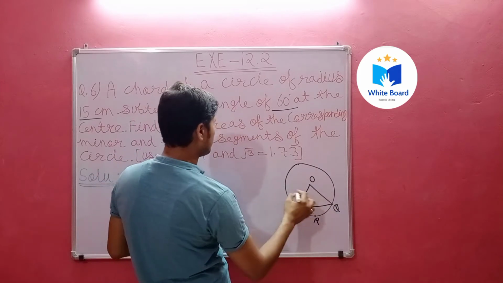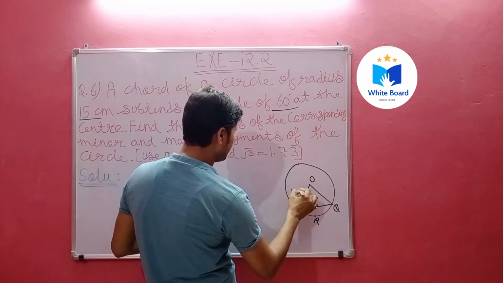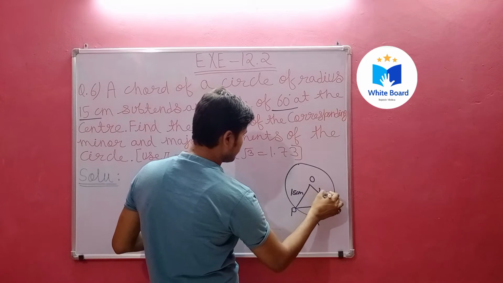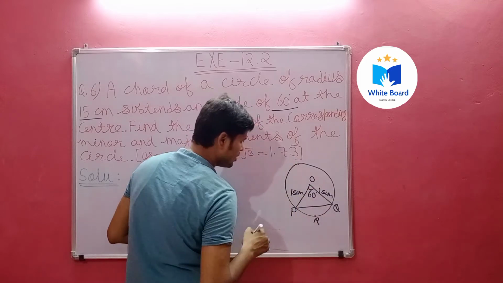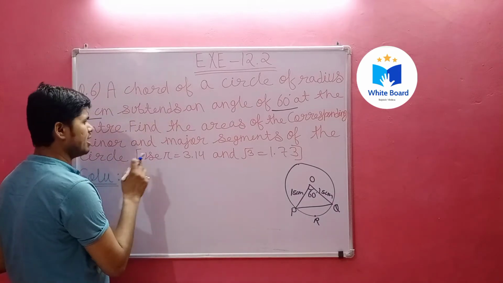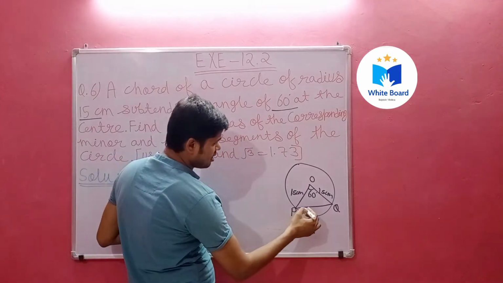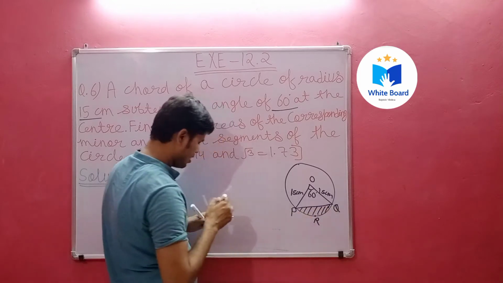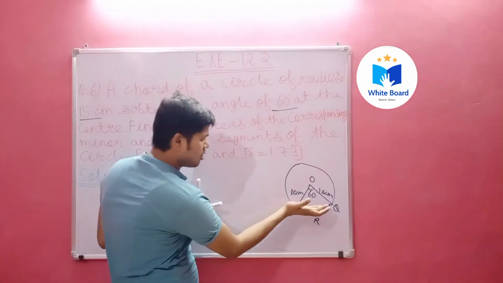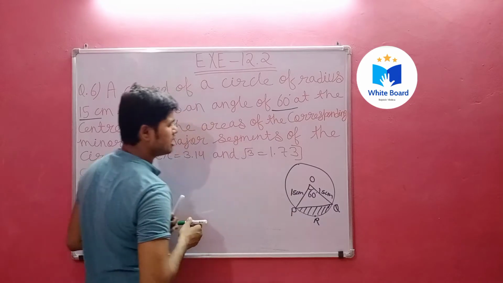OP and OQ are given, that is 15 centimeter. The angle at the center is given, 60 degree. We have to find the area of the minor and major segment. This area is the minor segment and the area excluding this is known as the major segment.